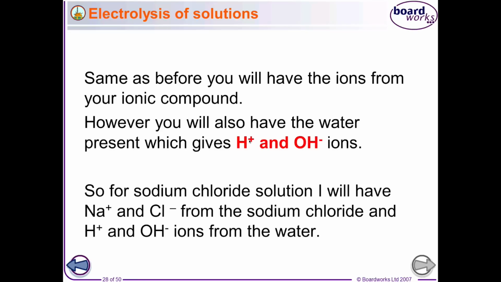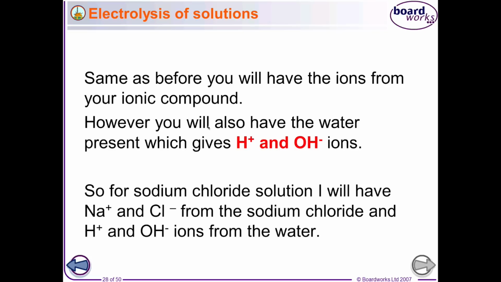Okay, so during this section we're going to take a look at the electrolysis of solutions and how this differs from the previous electrolysis, which was the electrolysis of molten compounds. So remember, when an ionic substance is dissolved into solution, the ions are free to move, so it is allowed to conduct electricity. Now this is the same as before, in the sense that you will have the same ions from your ionic compound that you had in the previous type of electrolysis we've been looking at.